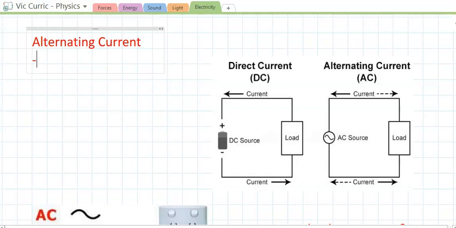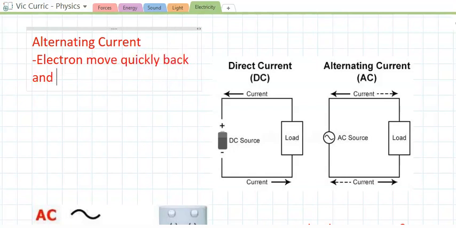So that is our summary. AC current: electrons move quickly back and forth. In other words, they oscillate.